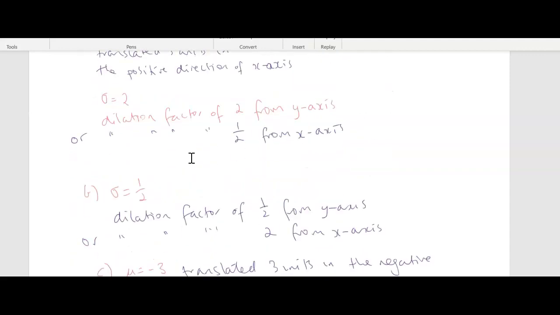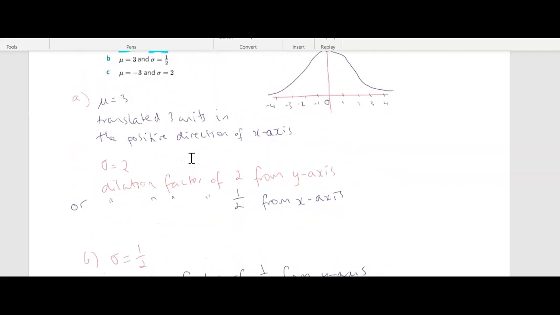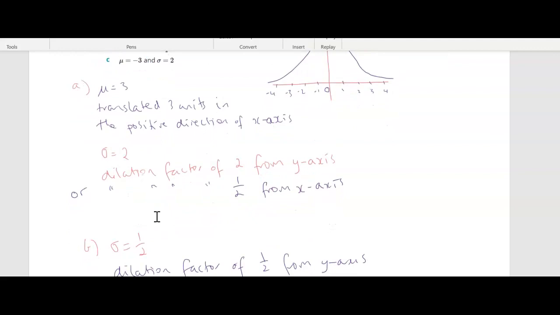And the standard deviation of 2 you can write is the same as question A. So dilation factor of 2 from the y-axis, or if you want to do it from the x-axis, it's a dilation factor of 1/2.